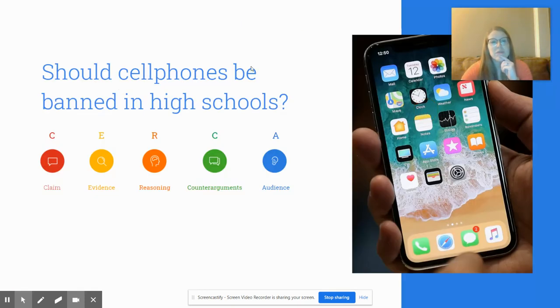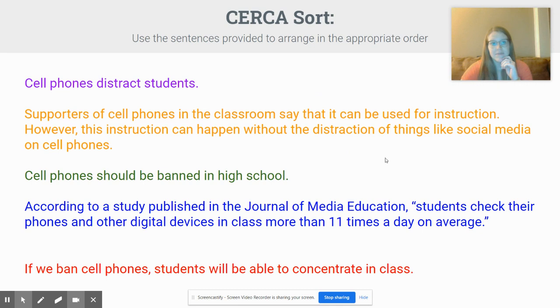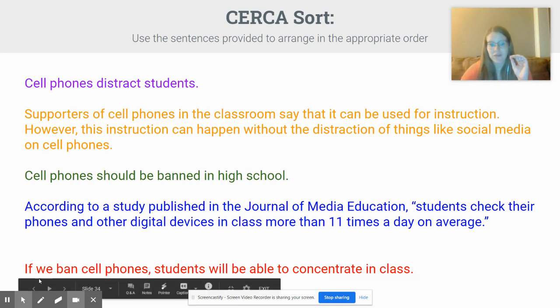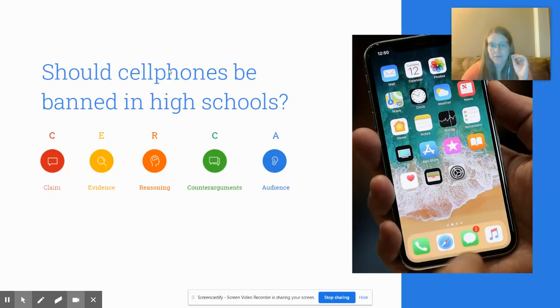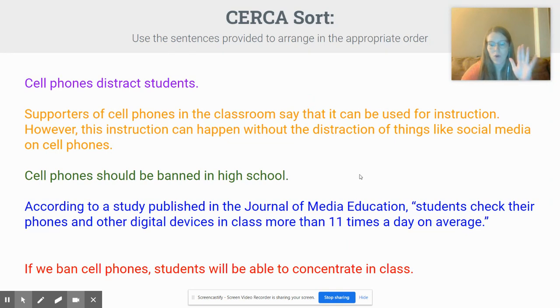Let's see. Should cell phones be banned in high schools? I think we might have actually even talked about this one last year, but it's still a good practice. So again, keep in mind, this is your topic. Should cell phones be banned in high schools? Okay. Immediately, now that we know this is our topic, should cell phones be banned in high schools, you should know what our claim is immediately.